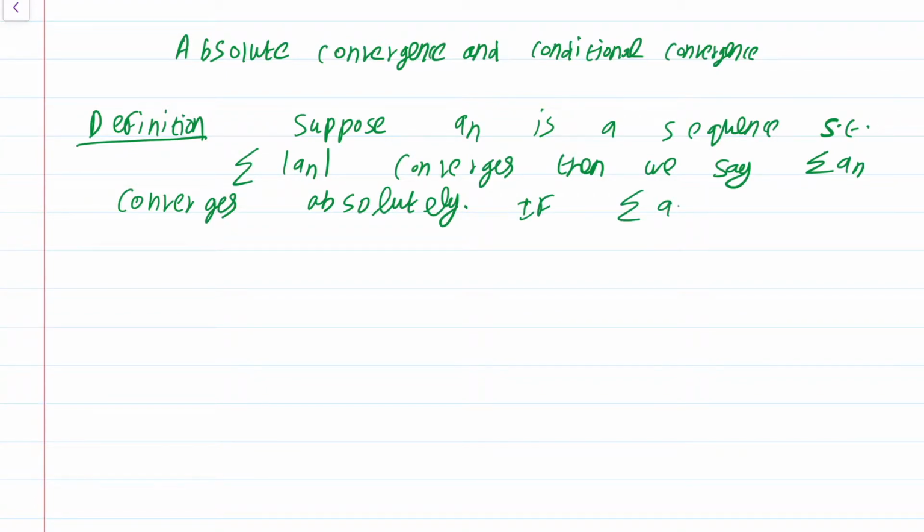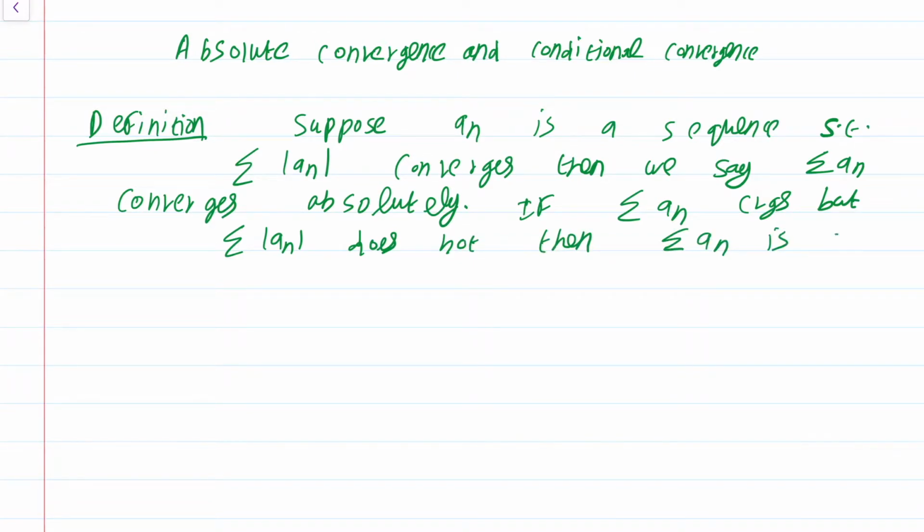If summation an converges but summation mod an does not, then summation an is said to be conditionally convergent. Conditionally convergent.